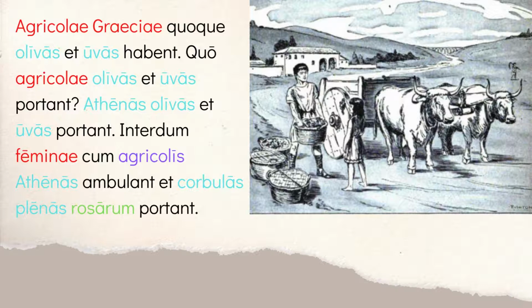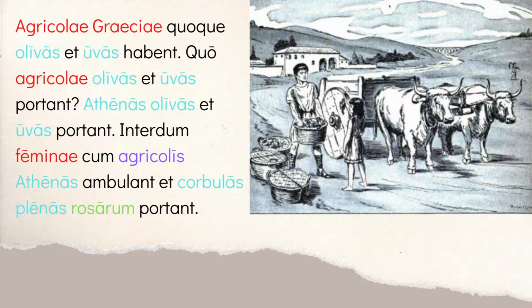Then we have interdum feminae cum agricolis Athenas ambulant et corbulas plenas rosarum portant. Okay? So interdum means sometimes, not meanwhile. So sometimes the feminae, the women, ambulant, they walk, subject and verb. Cum agricolis means with the farmers. So sometimes women walk with the farmers, and they also walk Athenas to Athens, right?